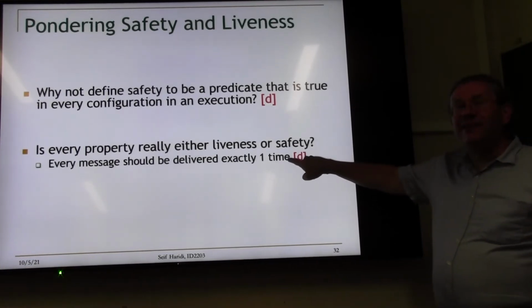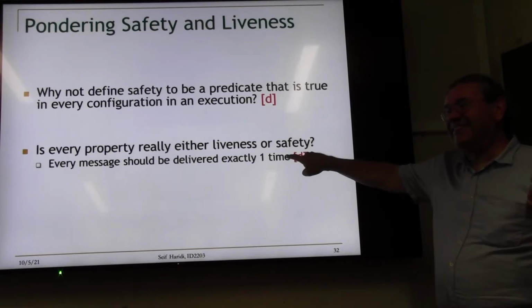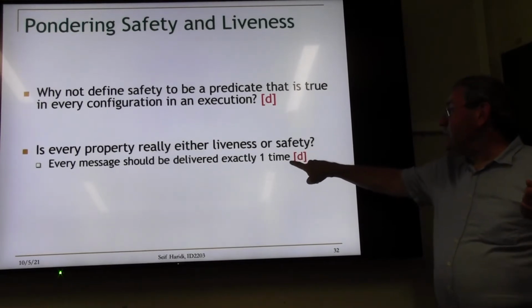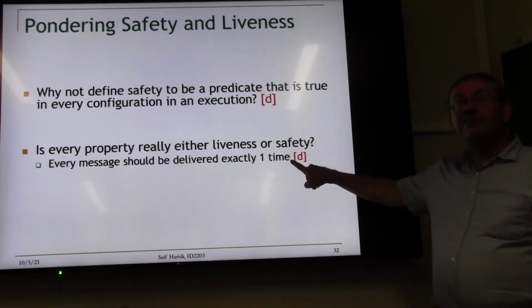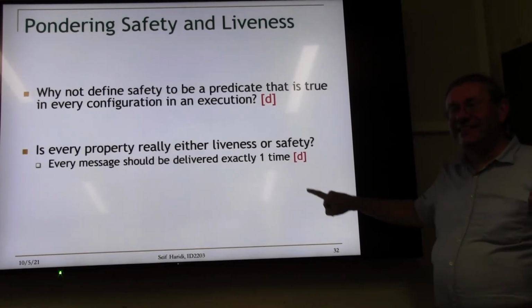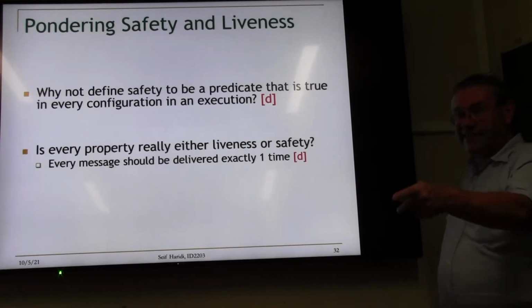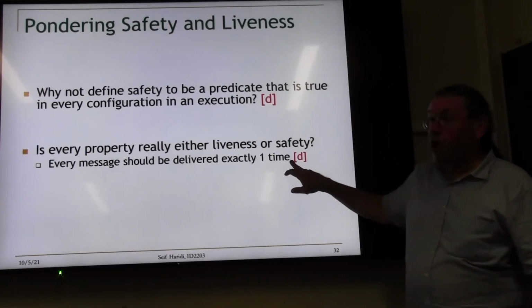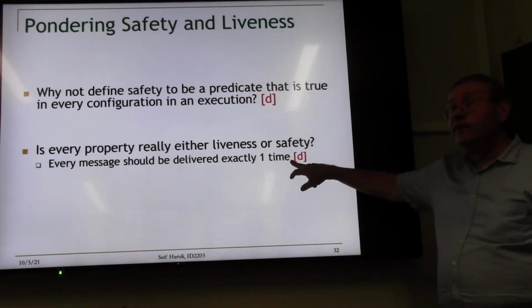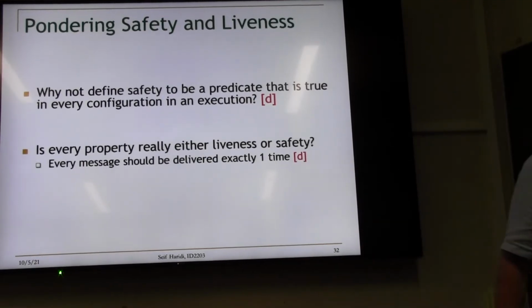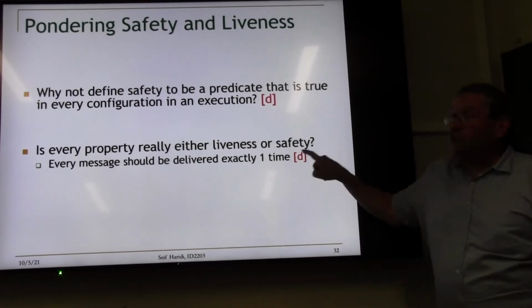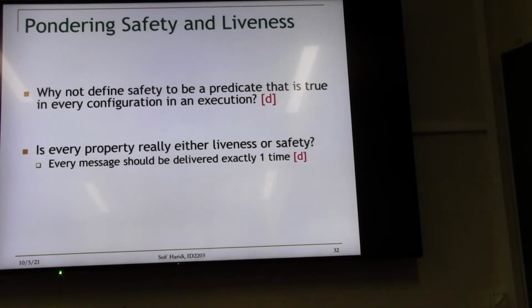So what's going on here? I actually told you already, yeah? This property is actually neither safety nor liveness. So what is it? It's a combination of one safety property and one liveness property. Exactly. It's actually a conjunction. Remember, I told you every property can be written as a safety and a liveness. So this one is actually like that. It's at least one and at most one.